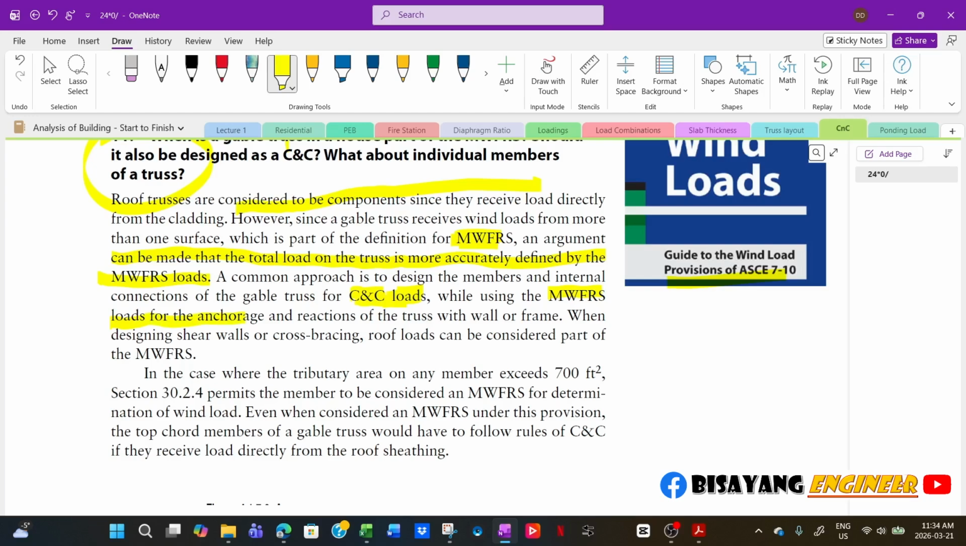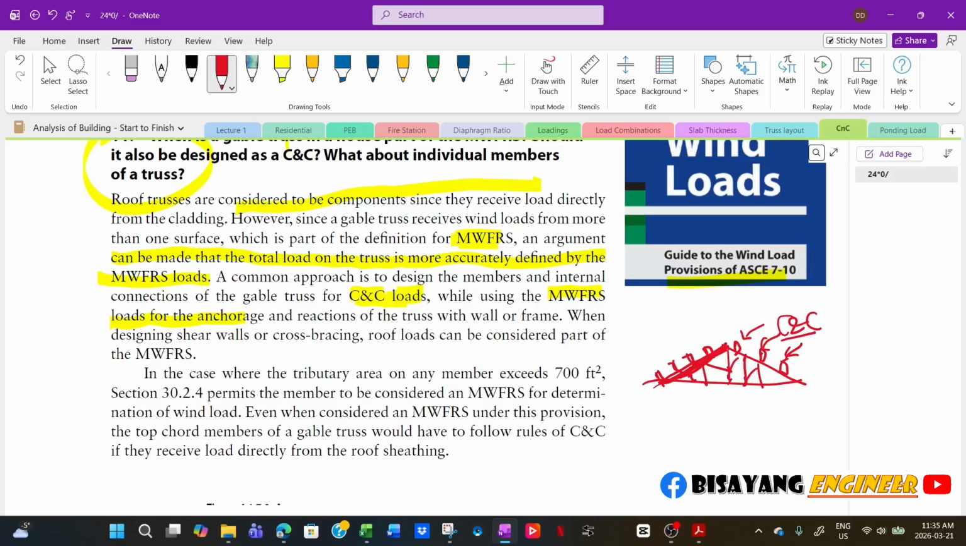So basically, because it is worst case to consider C&C loading, you can argue that. If your purlins were designed for components and cladding forces, then the truss is directly supporting that element, which was designed using components and cladding. Then it should also be designed for components and cladding when you design the truss.